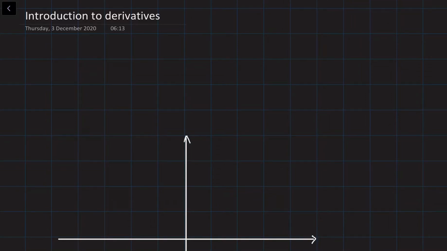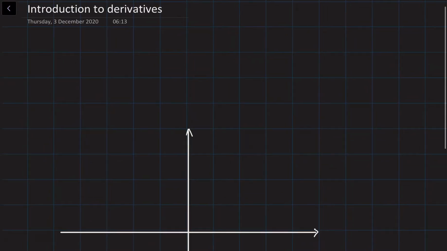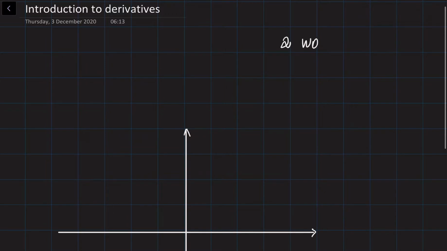In this video lecture, we are going to discuss derivatives. We'll try to understand what this is and how we can use this. So I would like to start with a simple example. Let's say there are two workers in some company.